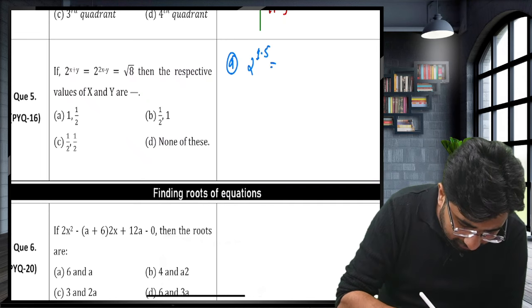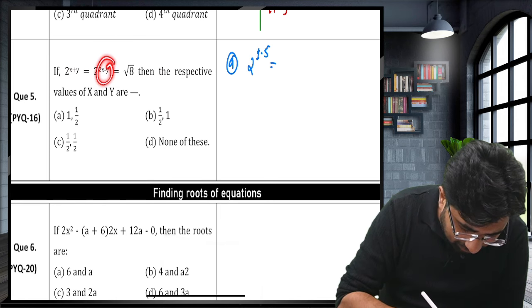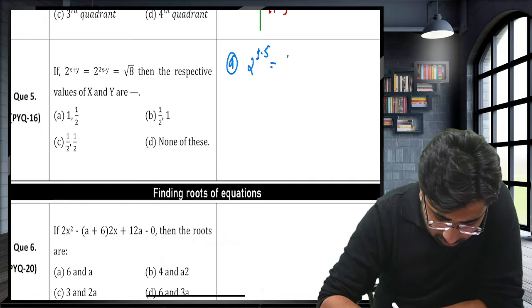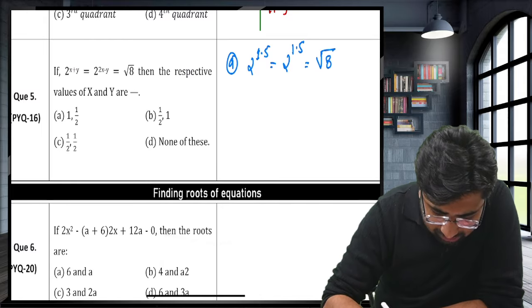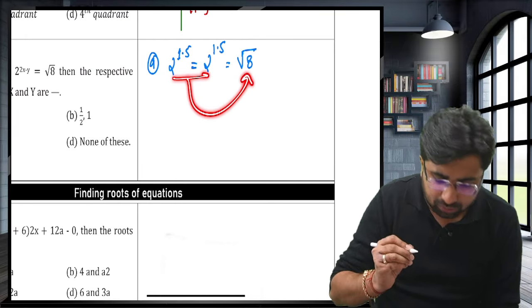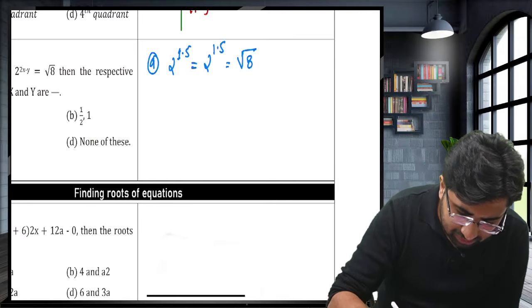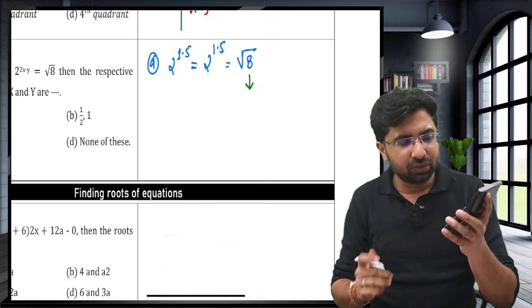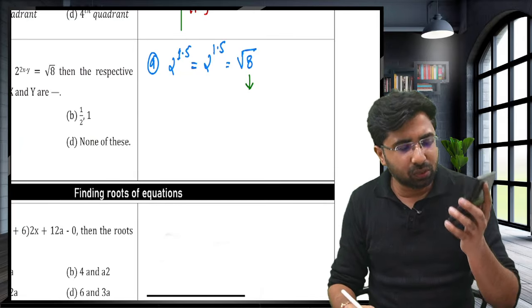If you put over here x is 1, y is 1 by 2, 2 into 1, 2, minus 0.5, you will get 2 raised to the power 1.5. Here you have root 8. Here we are getting LHS equals to RHS, but are they really equal to root 8? We have to check. Let's get the value of root 8 in the calculator. Are you all getting 2.8284?